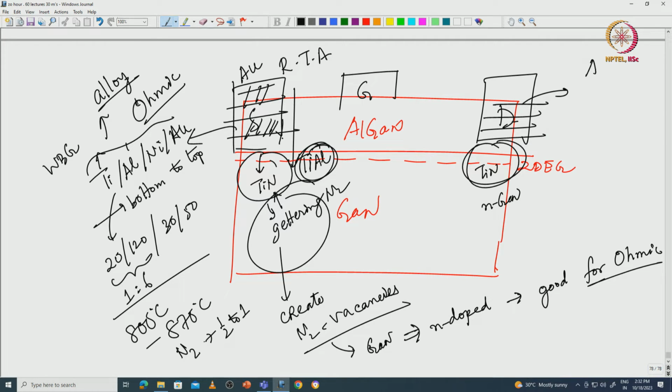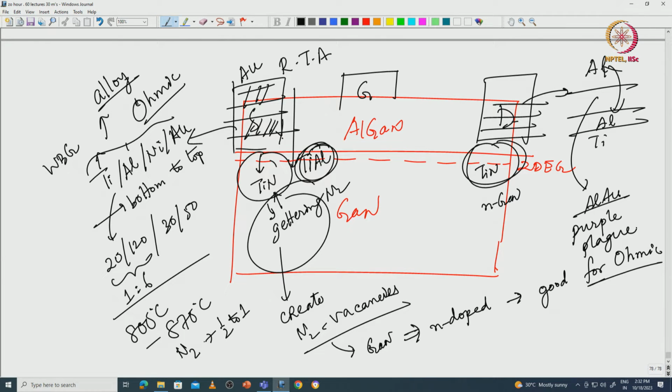But there is titanium here and aluminum here, and gold and aluminum, if they alloy, form an aluminum gold alloy. It is called purple plague, okay, and that is a very bad alloy because it has a very high resistance, which you do not want. So, you want a barrier here that prevents aluminum and gold from actually mixing, and that barrier typically is nickel, but people sometimes also use molybdenum, okay. That barrier prevents your aluminum and gold from mixing up.